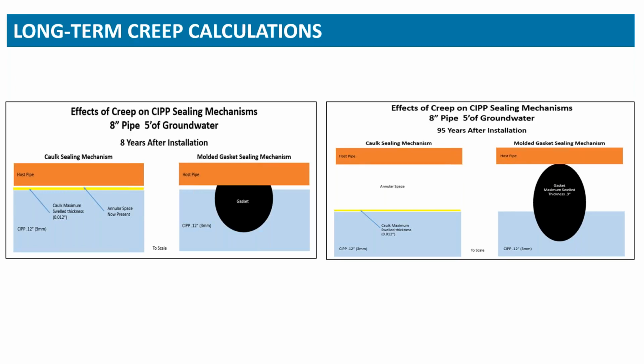But when you go to the right-hand side, and this one, experts in the field have found quite astonishing. Well, with all the movement that creep causes, the annular space is quite large with the caulk sealing mechanism. I mean, at that point, you're beyond failure of the solution that was installed 95 years earlier. But moreover, when you look at the molded gasket, that capacity, it's like the ever-ready bunny. It still keeps on going. So there's a dramatic difference in creep management as a result of which technology you choose.